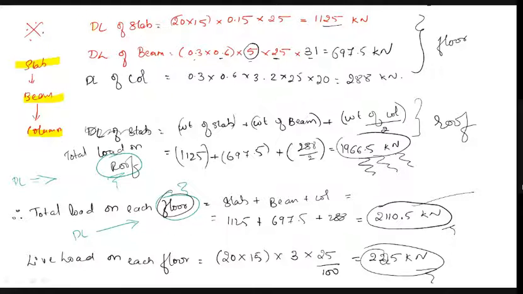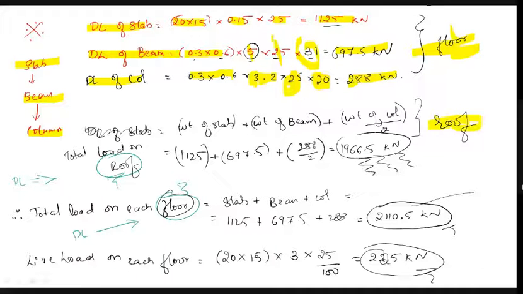So first, we determine the dead load of the slab, that is area multiplied by the thickness multiplied by the density. We will get the dead load of the slab. Dead load of the beam: dimension multiplied by the length of the beam multiplied by the density and the number of beams. So we get the dead load of the beam. Dead load of the column: dimension, height of the column, density of the concrete, multiplied by the number of columns. So we get the dead load of the column. This is for the entire floor.